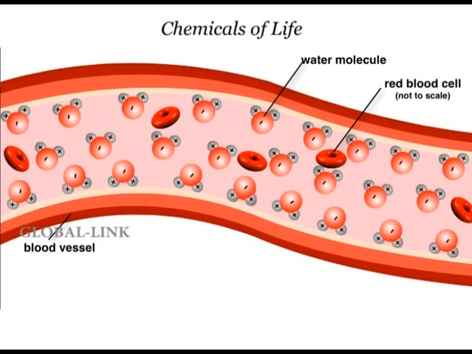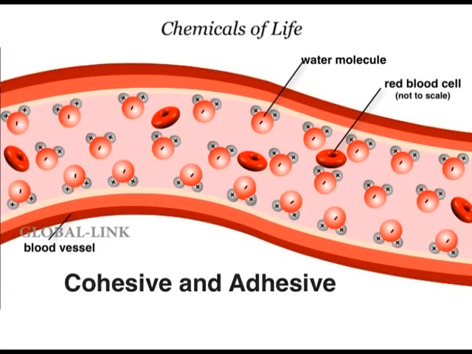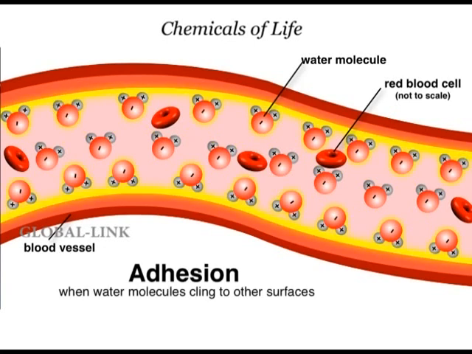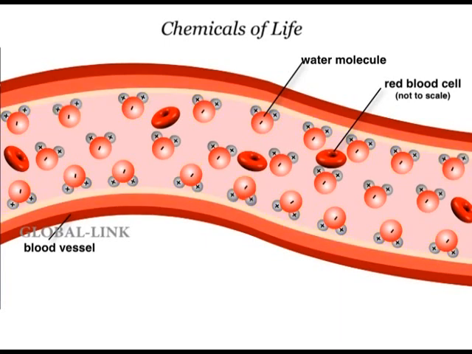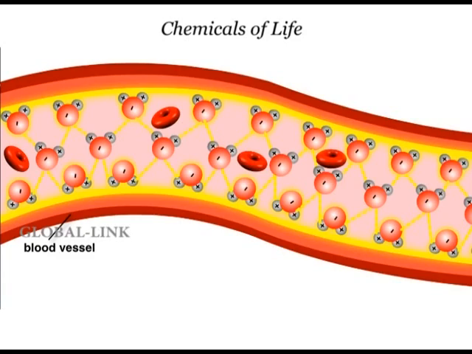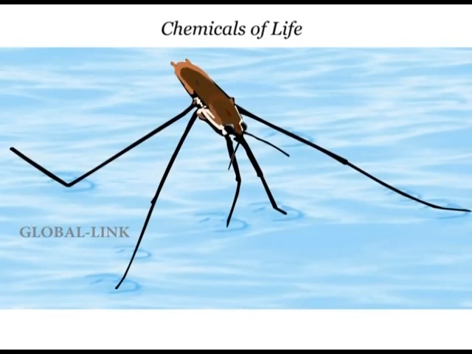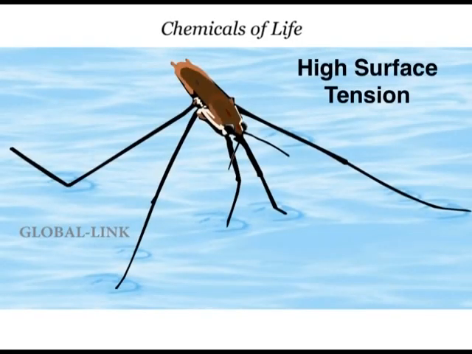Water molecules are also cohesive and adhesive. The hydrogen bonds of water cause water molecules to stick together, a property known as cohesion. Polar bonds also give water molecules an adhesive property, or the ability to cling to other polar surfaces. This is important because water fills the transport systems of plants and animals. Because of these cohesive and adhesive properties, water allows for efficient transport of nutrients and waste within an organism.